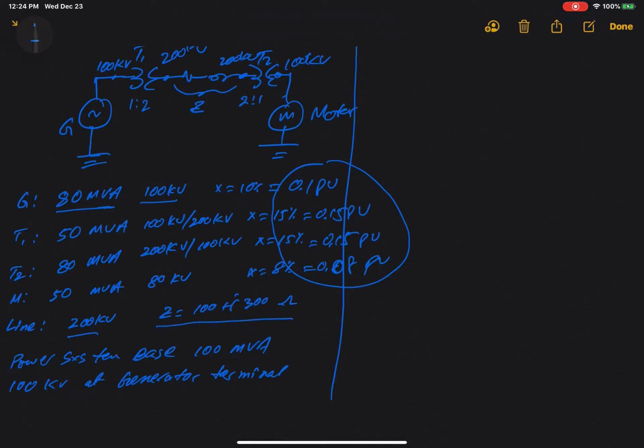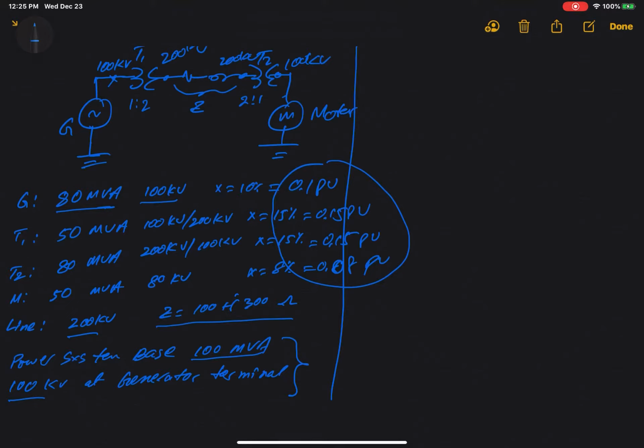Now I'm bringing all those components into the power system and standardizing them with the base. I have 100 MVA and 100 kilovolts at the generator end right here. So I'm using 100 kV at that point as my starting point. First things first, the 100 MVA base is for everything in the whole network, but your voltage could change along the system, so I have to make sure that I have the base voltage at every point.